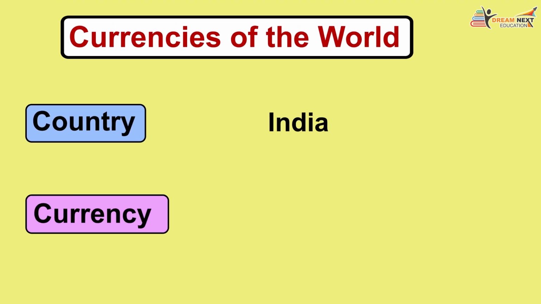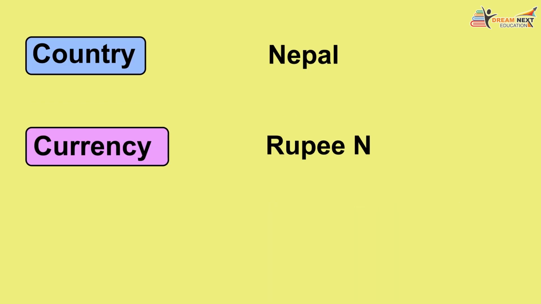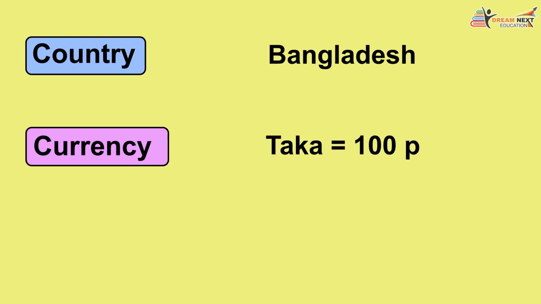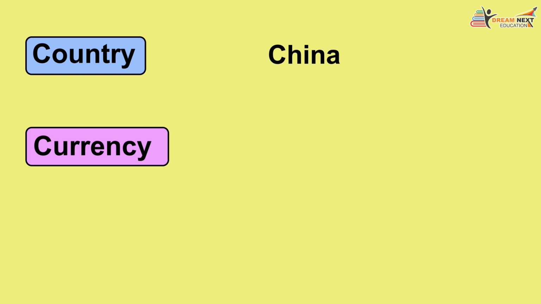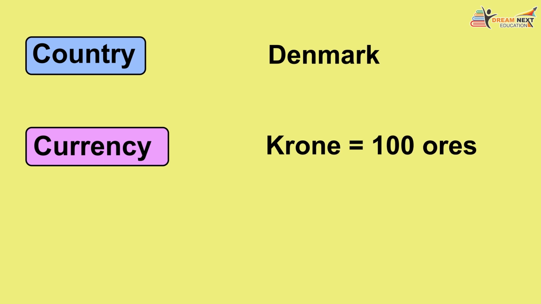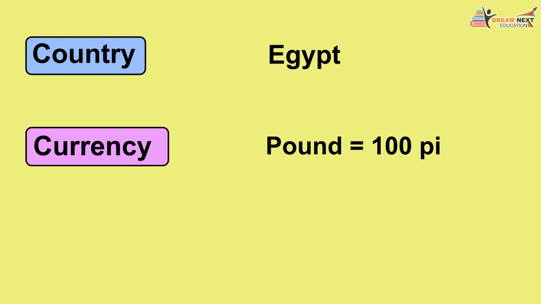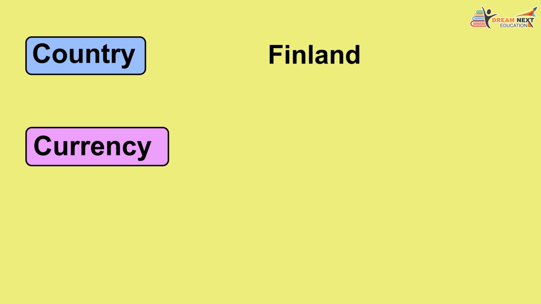Currencies of the world. Country, currency. India, rupee is equal to 100 paise. Nepal, Nepali rupee is equal to 100 paise. Myanmar, kyat 100 pyas. Bangladesh, taka is equal to 100 paise. China, yuan 100 fen. Denmark, krone 100 ore. Egypt, pound 100 piastres. Finland, euro 100 cents.